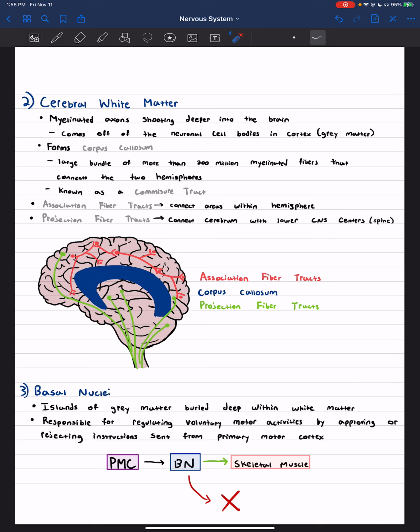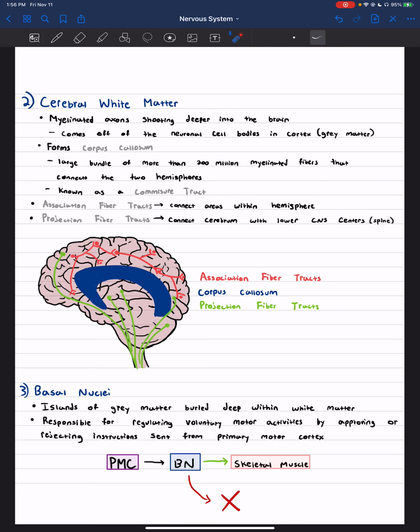Next up, we've got cerebral white matter. Cerebral white matter is named such because it is describing the myelinated axons that shoot deeper into your brain. So, if you think about this is your brain. You've got neuronal cell bodies here. This is all gray matter because these are the cell bodies. And you've got axons going deeper into the brain. And these are all going to be myelinated, so they're going to have a white, shiny appearance. And that's why this part is known as white matter, and this part is known as gray matter.